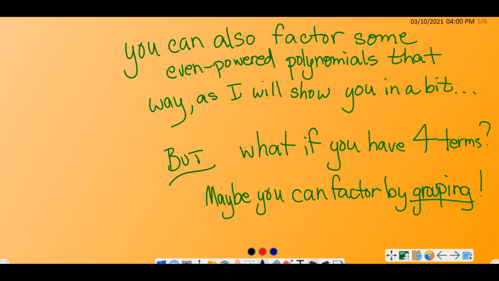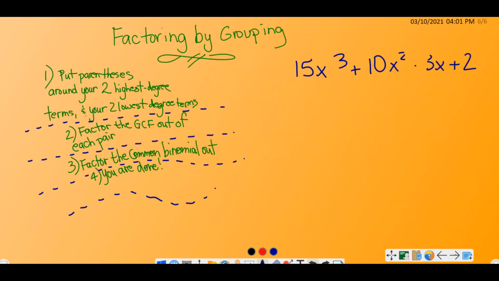But what if you have 4 terms? Well, you're not going to factor using 2 binomials, right? Because when you factor with 2 binomials, you always end up with 3 terms, unless it's a special case, in which case you get 2, right? And we just learned about that the other day. So let's factor by grouping.